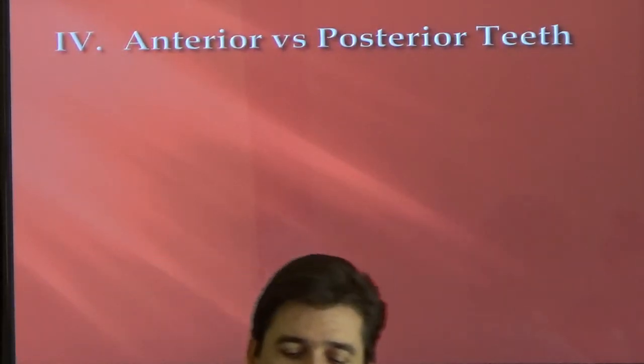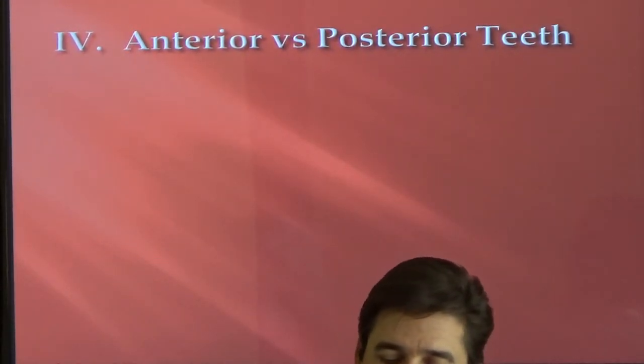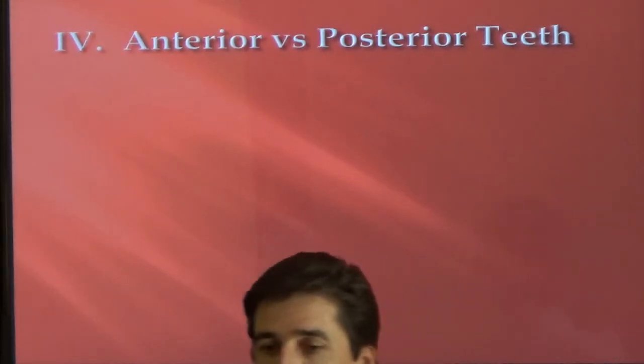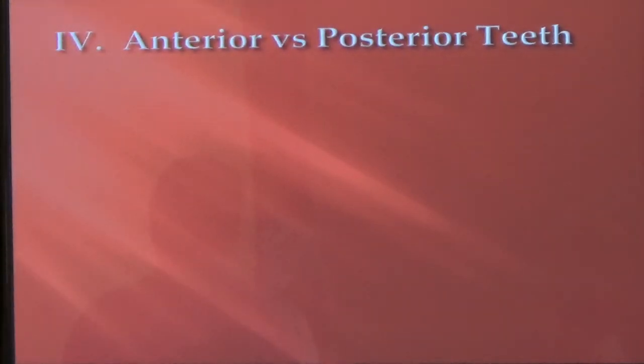So 1 is on the upper right, the very back one. And 16 is on the upper left, the very back one. And then 17 is lower left. So 17 is this one, and 32 is the wisdom tooth on the other side.